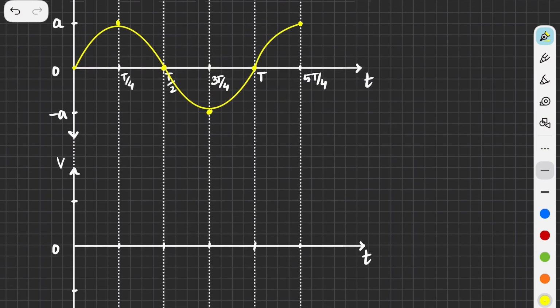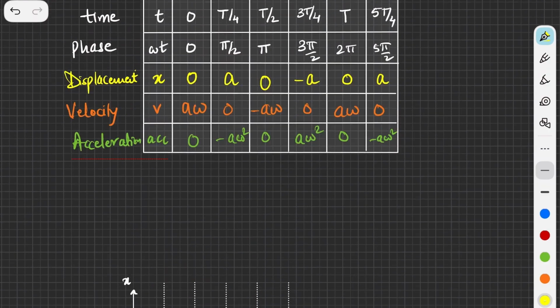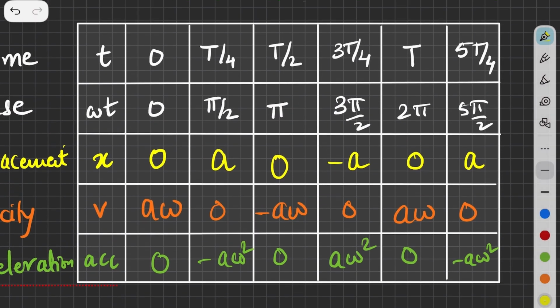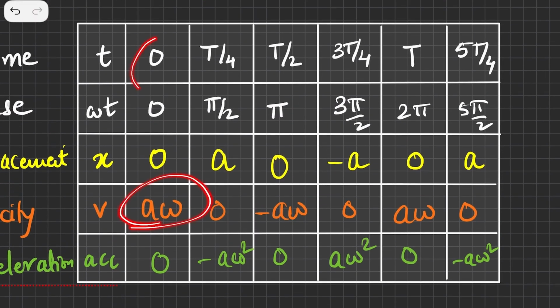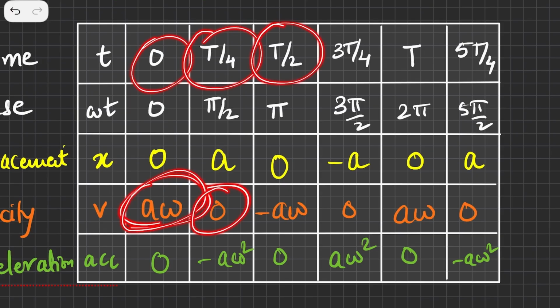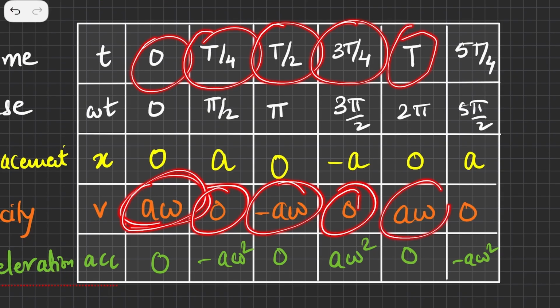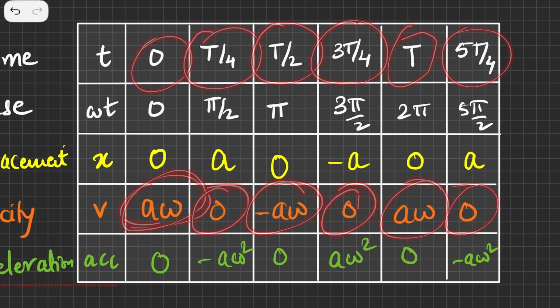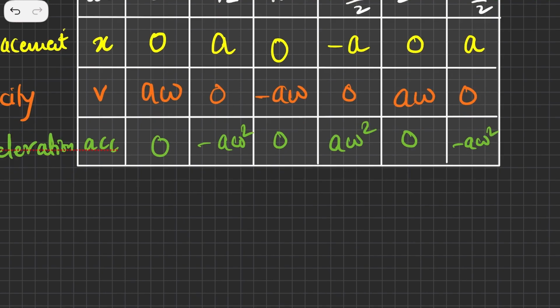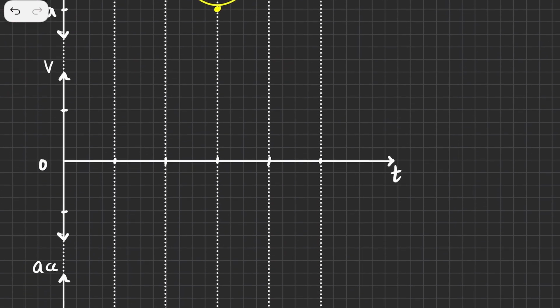Now we'll do the same thing for velocity as well. For velocity we'll have to see the velocity coordinates: 0 comma a omega, t by 4 goes to 0, t by 2 minus a omega, 3t by 4 goes to 0, t a omega, and 5t by 4 goes to 0. So it starts with a omega.